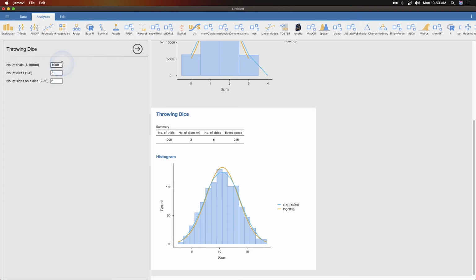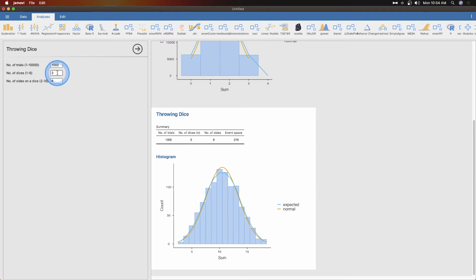So here's where you have full control over everything. You don't have a drop-down menu. So you can do number of trials, one between 10,000, which defaults to 1,000. You can change the number of dice between 1 die and 6 dice. By default, it's 3. And then the number of sides on any single die would be anywhere from 2 to 10. So you could have a 2-sided die. A 2-sided die is a coin, to be honest with you. And so that would be 6.